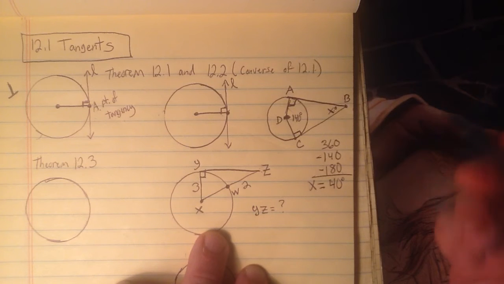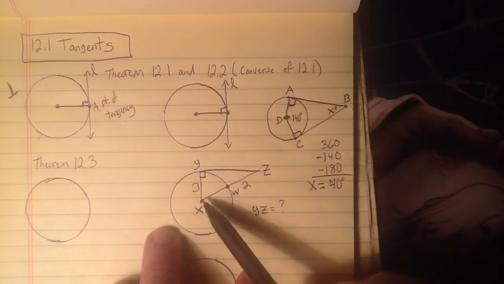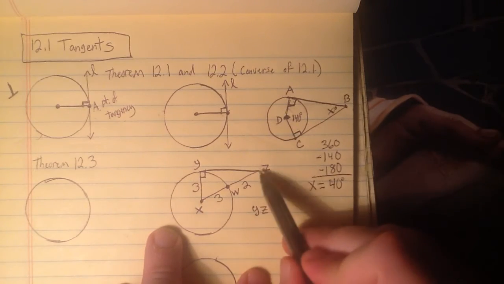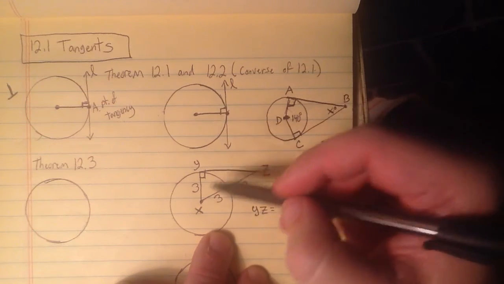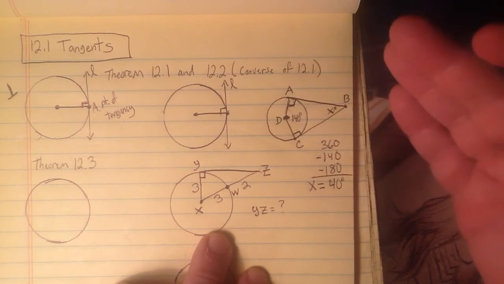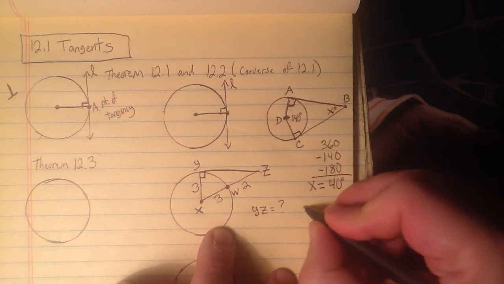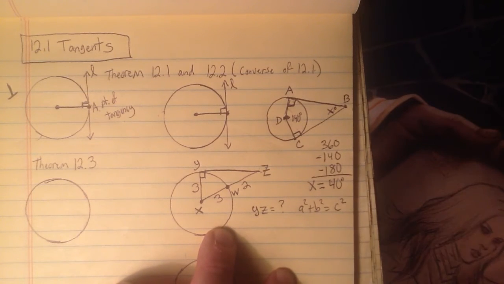And the reason why is because all the radii have to be the same. So if this is 3, that'll be 3. So the total length of XZ is just 3 plus 2, which is 5. So notice that we have our right triangle. That means we're going to use the Pythagorean theorem. Yes, my favorite theorem of all time. So a squared plus b squared equals c squared.